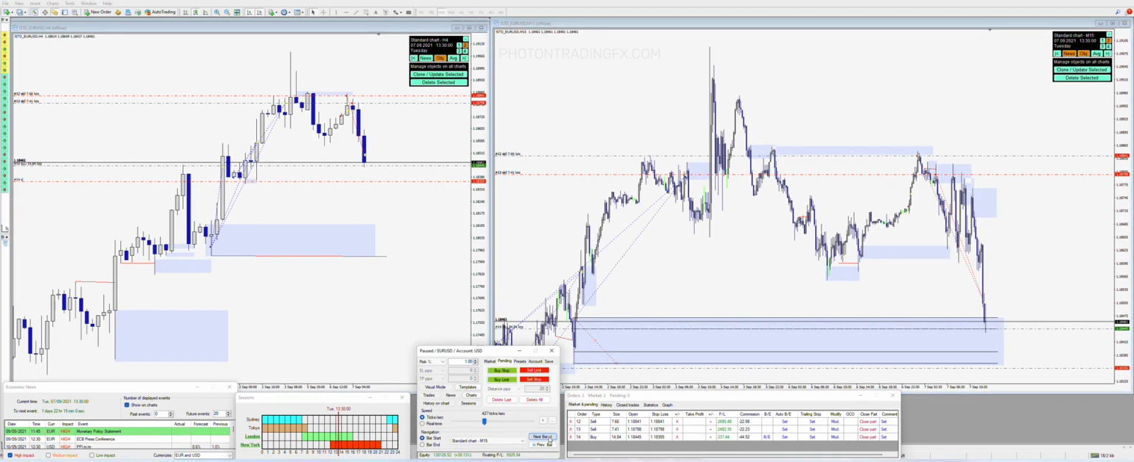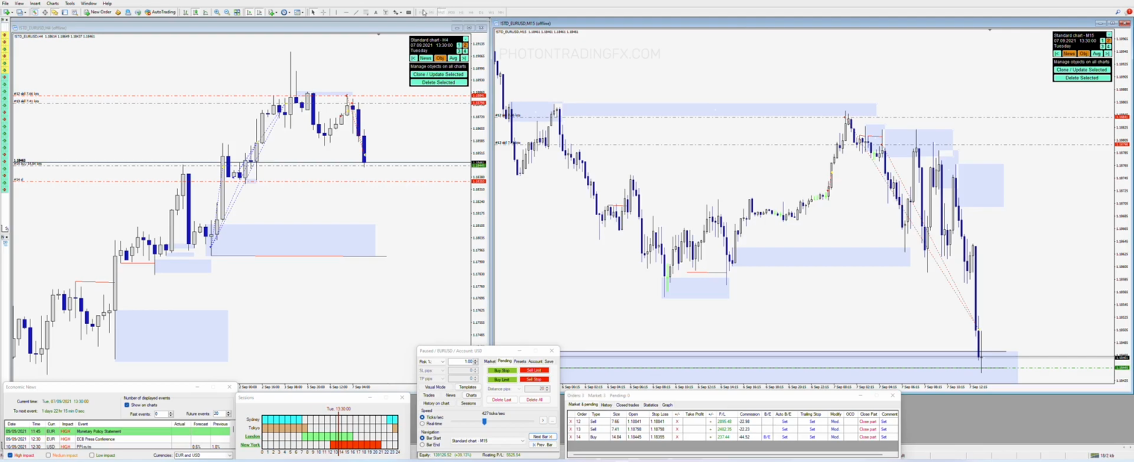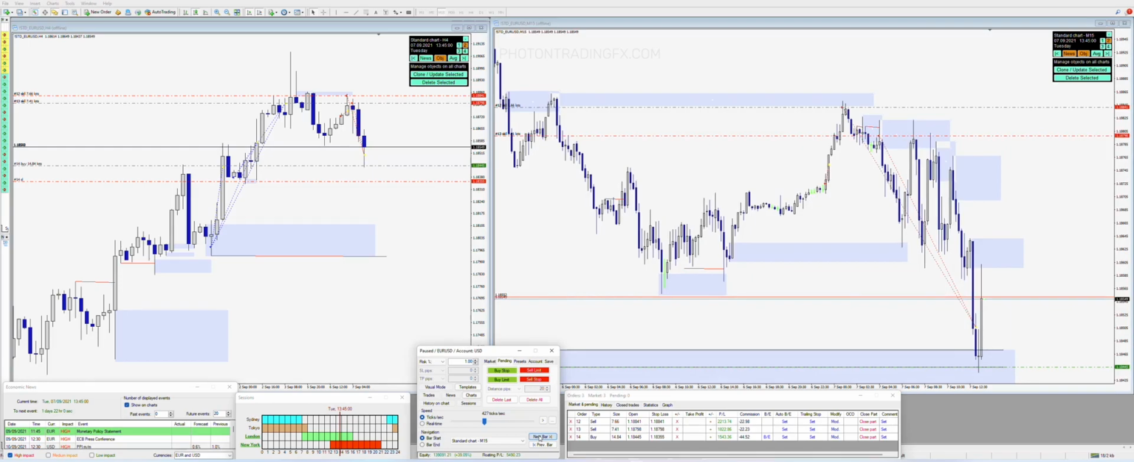So we've been tagged in. Coming down with a fair amount of momentum. We have these POIs to be aware of as well. All right, we have this buy to sell. Let's take the refined candle. So let's see how price reacts. We might just get, okay.